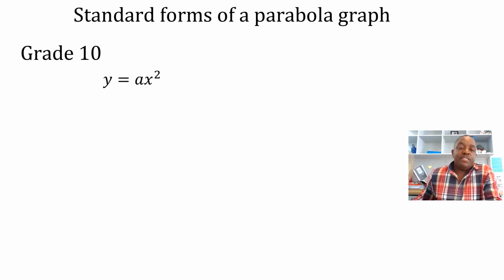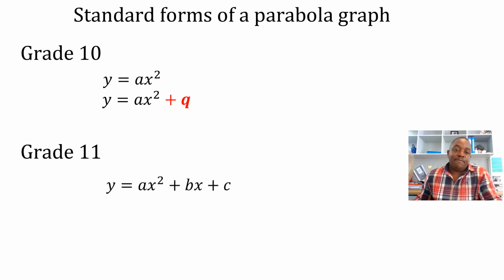Whenever you're finding equations, they form part of the basis and the foundation of finding the equation of that particular graph. In grade 10, you learned about basic parabola graphs. y is equal to ax squared, that's a graph that is not shifted. y is equal to ax squared plus q. Now the value of q is a vertical shifting of the graph.